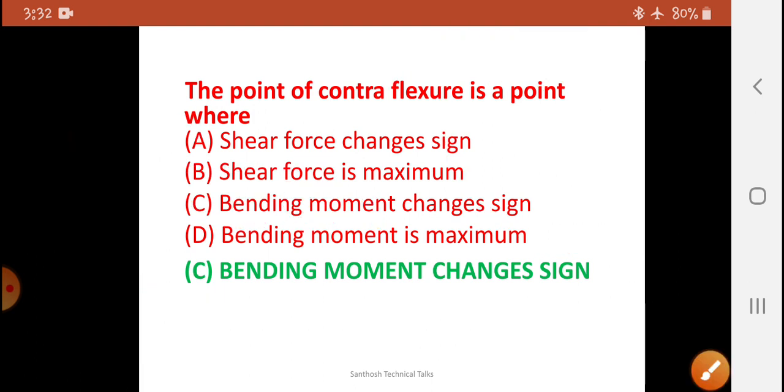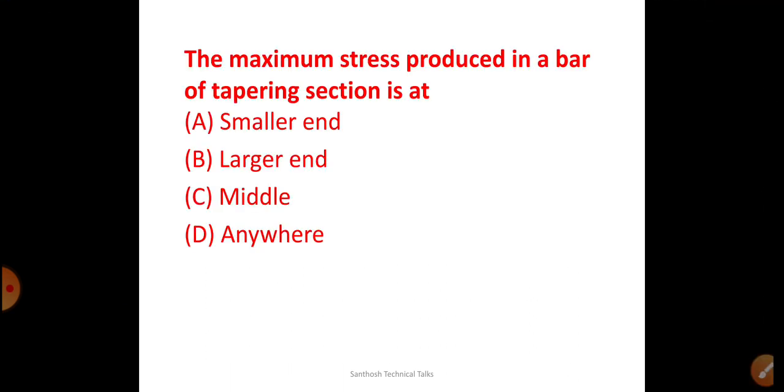Please make a note. This is a very important question, so you can expect these types of questions in any competitive exams as well as in your written exams.